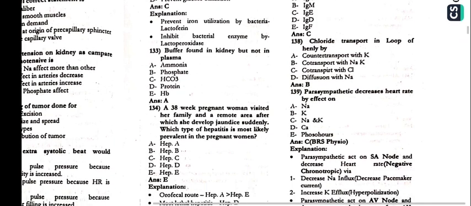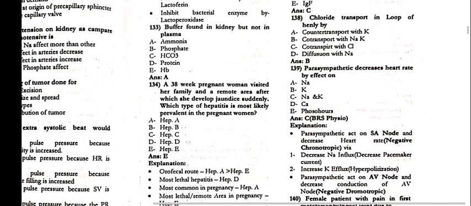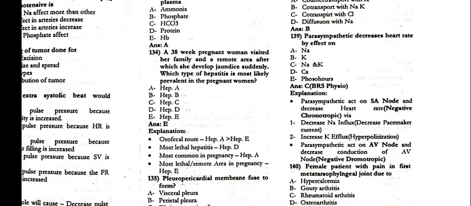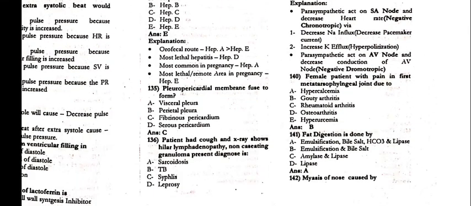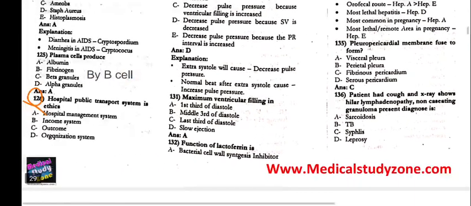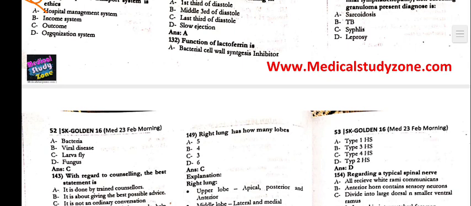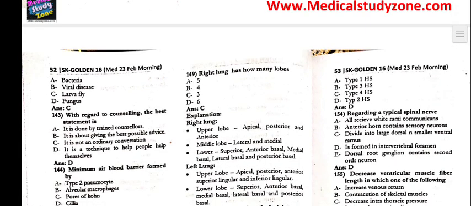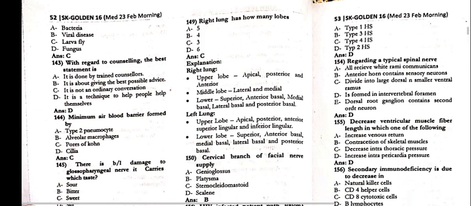138, the chloride transport in the loop of Henle is by the counter transport, the sodium potassium channel. 139, the parasympathetic decreases heart rate by the effect on the Charlie sodium and the potassium. 140, the female patient with pain in the first metatarsophalangeal joint due to beta, the gouty arthritis. 141, the fat digestion is done by alpha, emulsification, bile salts, bicarbonate and the lipase. 142, myiasis of the nose is caused by Charlie, the viral disease. 143, with regard to counseling, the best statement is it is a technique to help people help themselves.